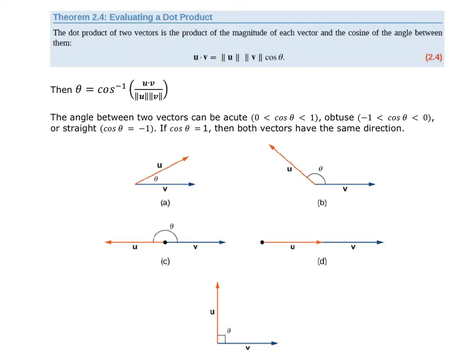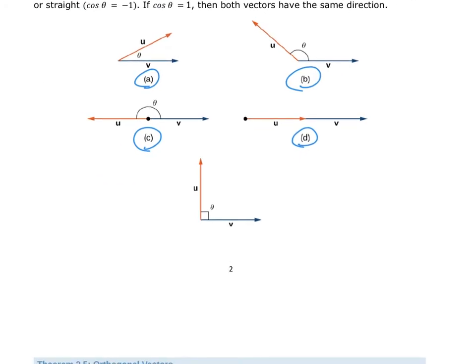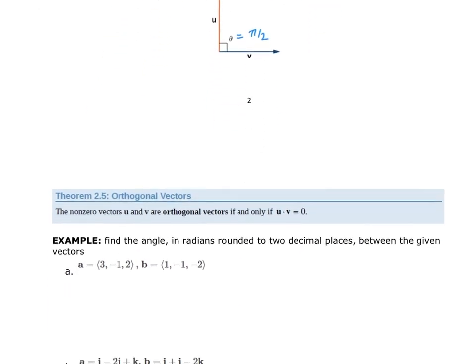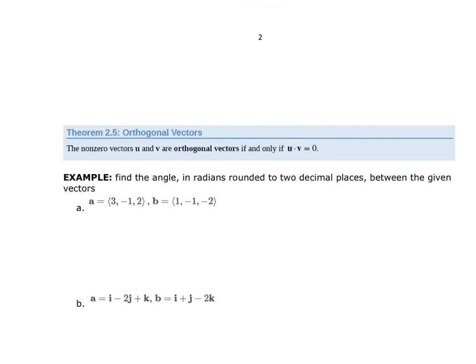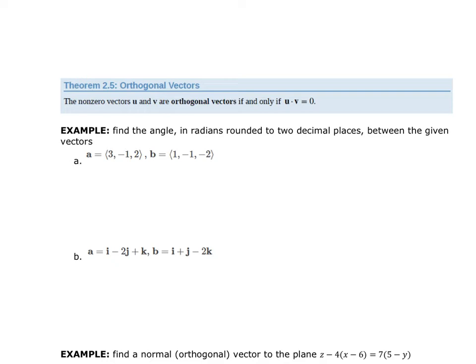Our choices are that it can be an acute angle, such as this. It can be an obtuse angle. It can, of course, be a straight line, and it can also be a 90 or pi over 2. In particular, when we have an angle that is pi over 2, we say that the vectors are orthogonal.